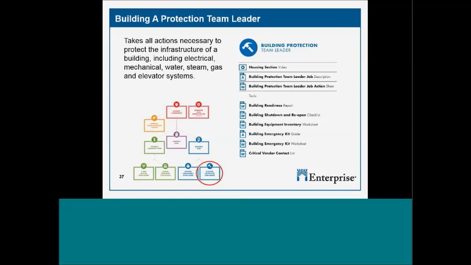Then there's the building protection team leader. This is the leader that reports to the housing chief, and they're dealing with all infrastructure in the building. They're the ones that are going to be dealing with your boiler, your sump pumps. If there is a fire emergency, this is the staff person that's just working on that. They're not working on resident engagement. They're not working on insurance.